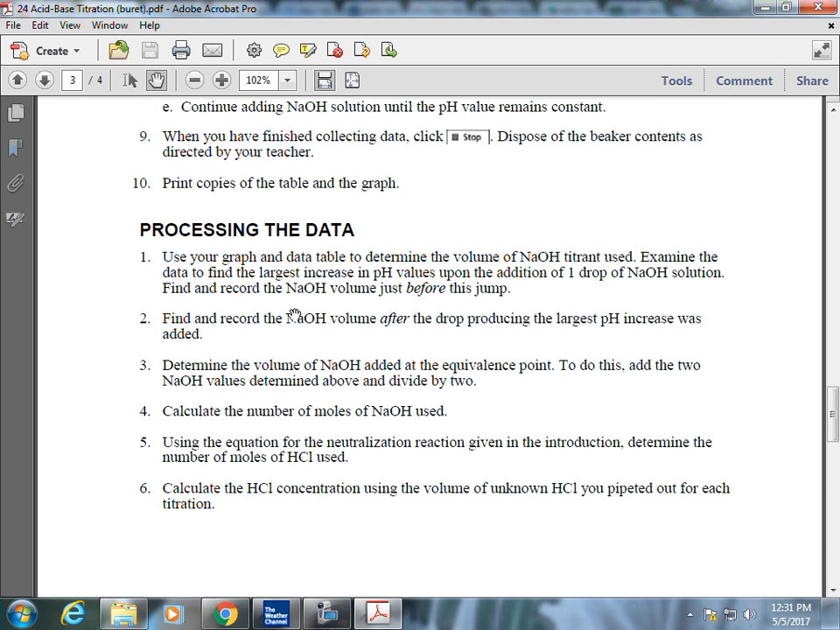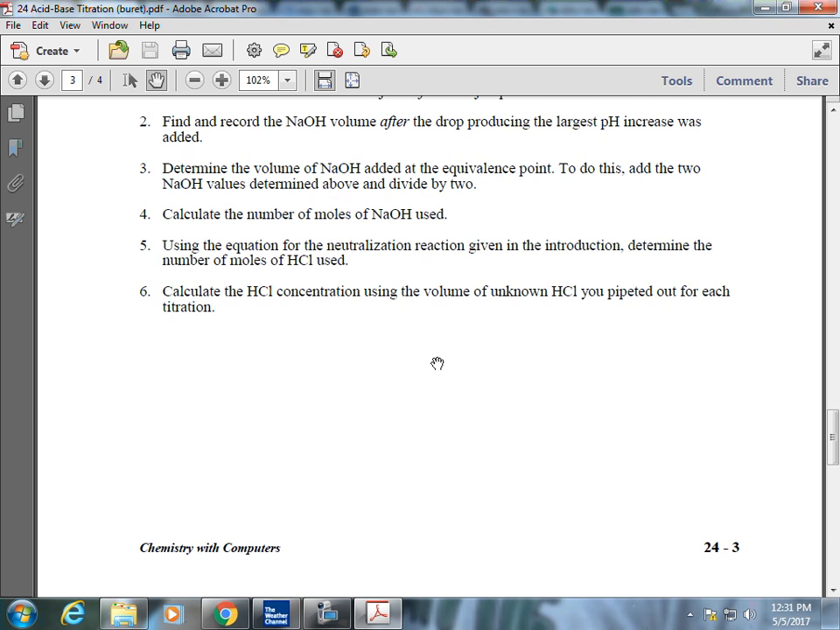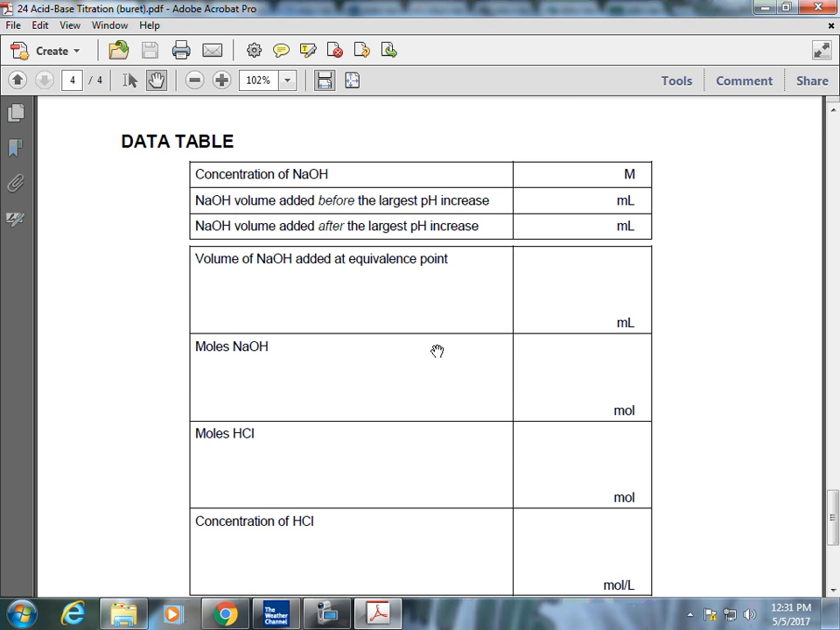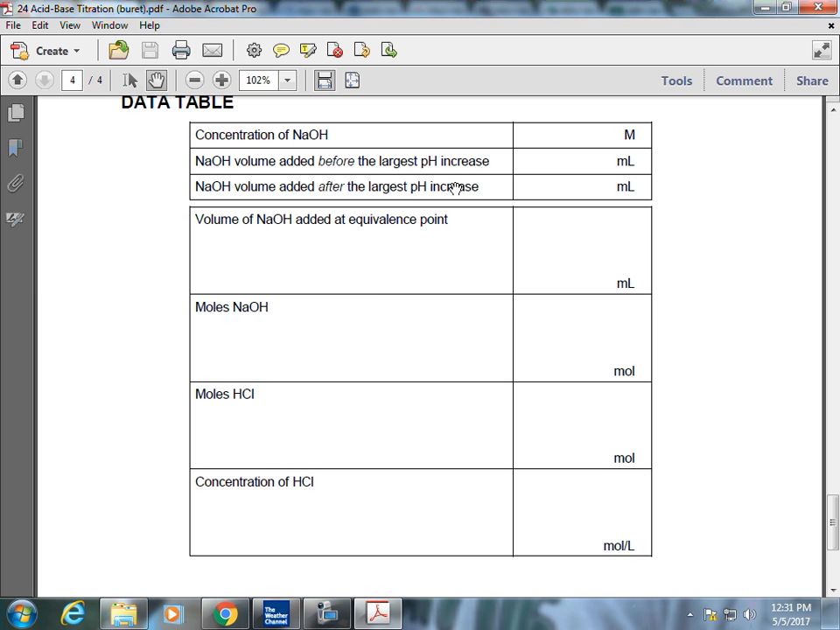Now, if you look here, here is the data processing. Here is the data table. You're going to be doing some of the same things that we've been doing with the titrations. So the calculations, I don't feel like are that terribly difficult.